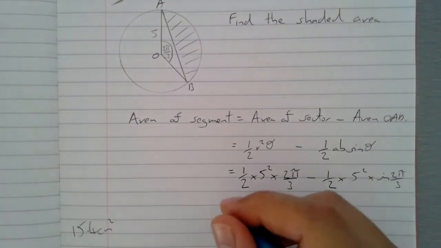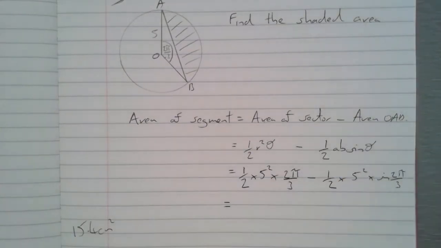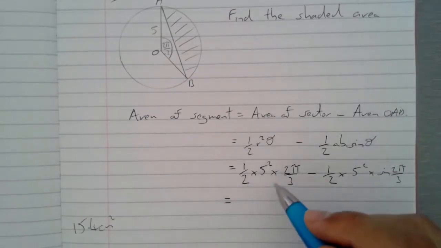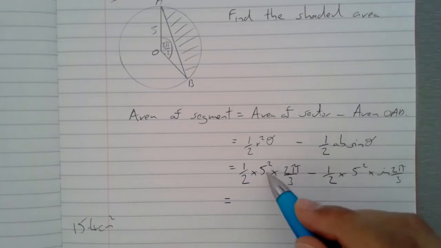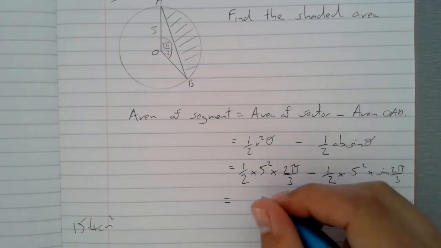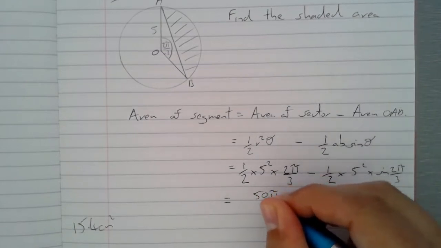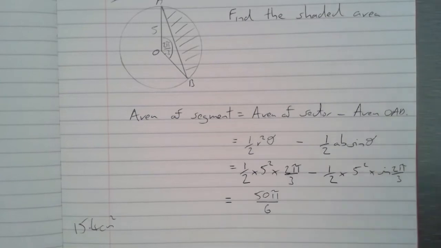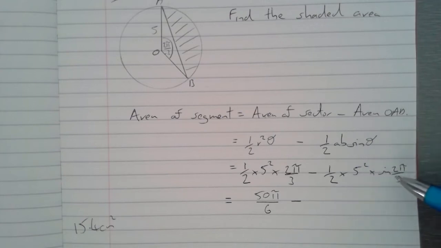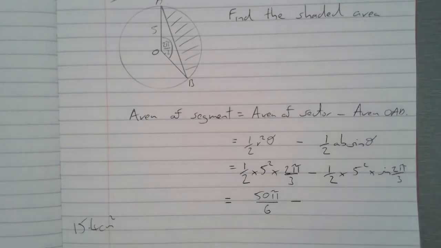Now this is where it's quite useful to know some of your angle facts. So on this side we've got half of 25, that's times 2 there, so we've got 50 pi over 6. If you work that out. On this side we've got 5 squared, those 2's will cancel. No, they won't cancel because that's within the function. So sine 2 pi over 3.